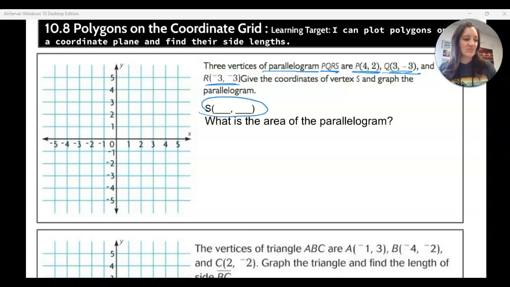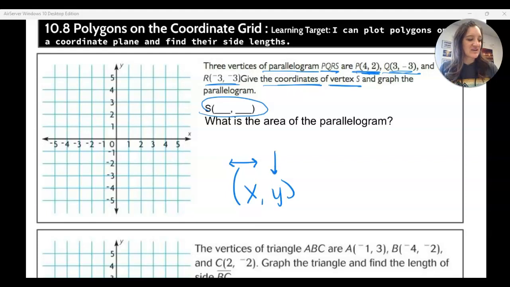What are the coordinates for vertex S if this is a parallelogram? So let's graph P. P is at +4, +2. Remember that in a coordinate plane, when you have an x-coordinate and a y-coordinate, the x-coordinate is your right or left. The y-coordinate is your elevator. So you first go into the building, then you catch the elevator up or down. So if P is at 4, 2, we're going to go over 4 and up 2. So we're going to put a point right here, and we are going to label that P.